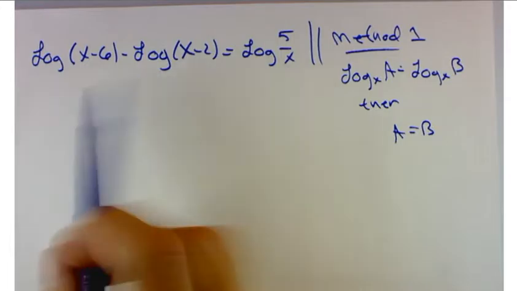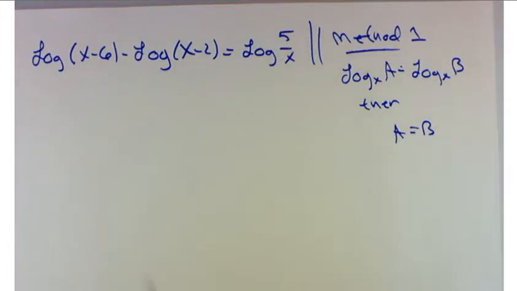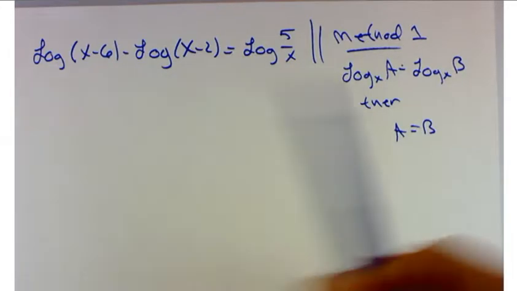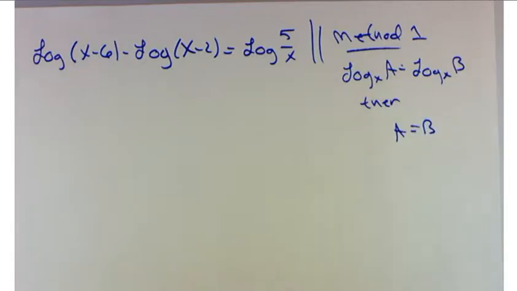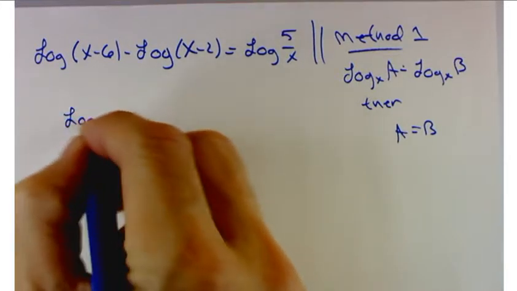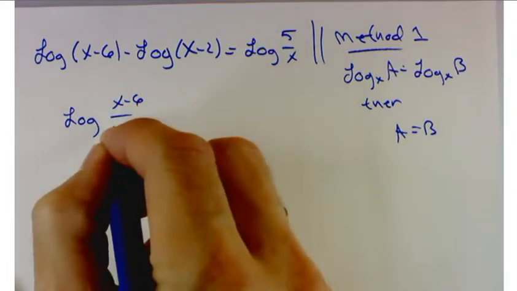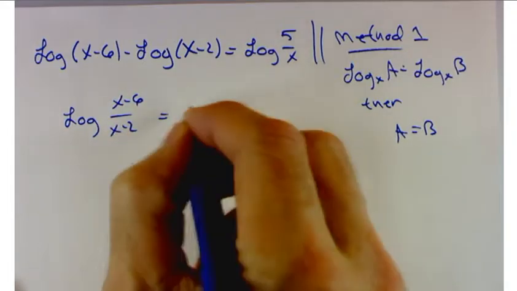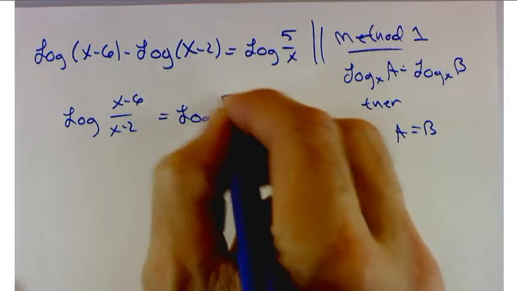Well, on the left-hand side, I don't exactly have just one logarithmic term, but I can get there. So what do I have to do to write it as one logarithmic term? Quotient rule. So if I rewrote this using the quotient rule, this would be log of x minus 6 over x minus 2 equals a log of 5 over x.